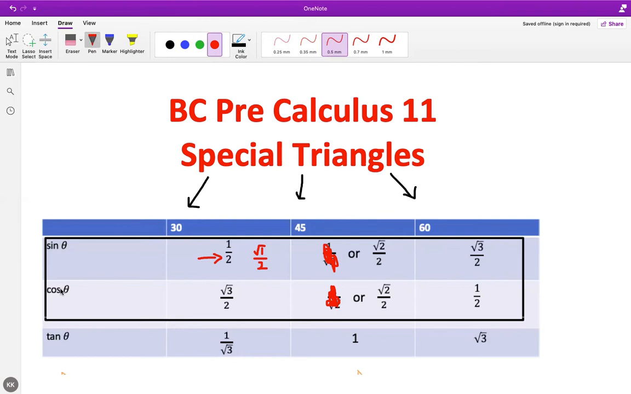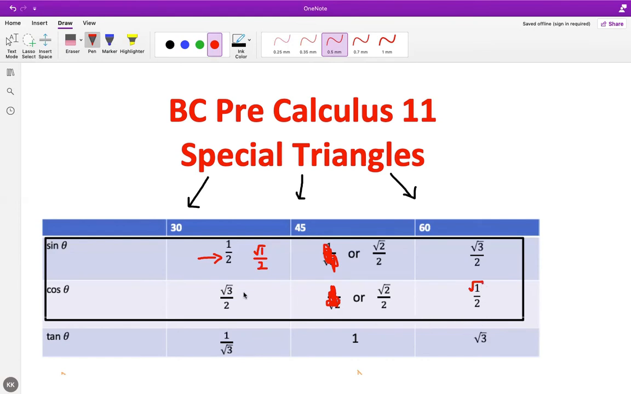So what about the cosine theta? Cosine 30 degrees is actually, right, root 3 over 2. 45 degrees is root 2 over 2. And 60 degrees is root 1 over 2. I can put the square root here, right?